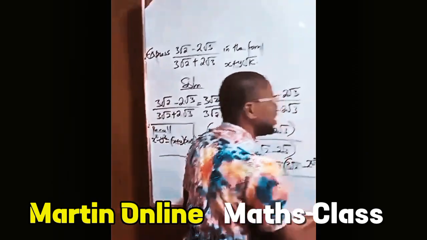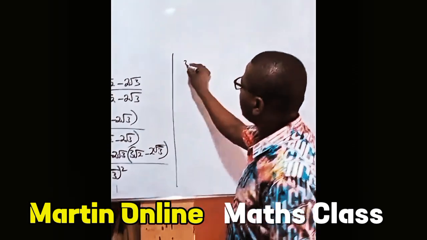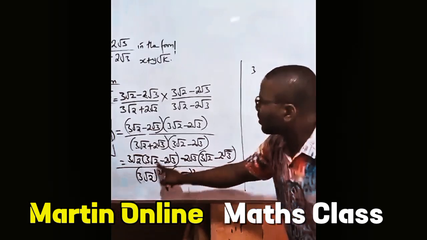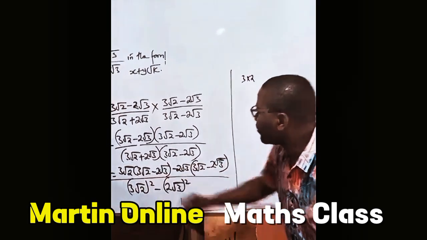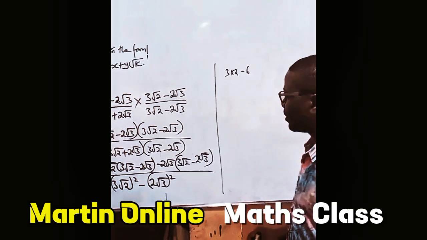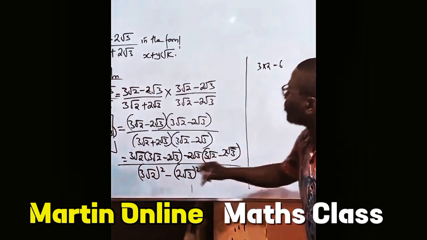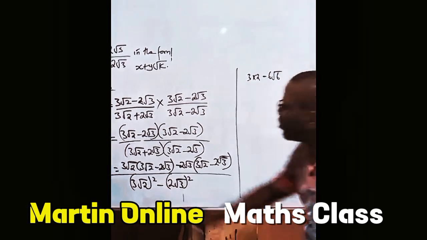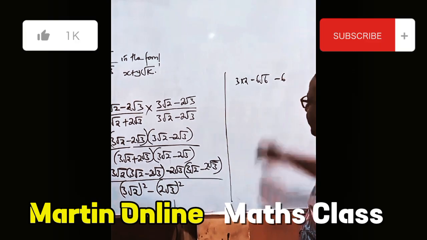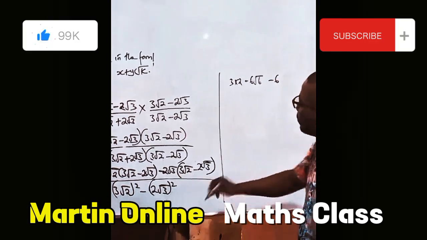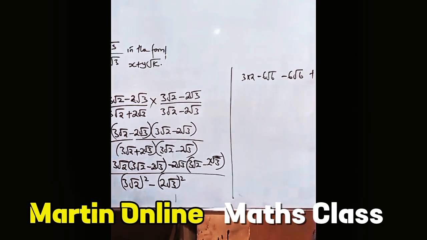If I move further now, 3 times 3 will give us 9, and √2 times √2 will give us 2. Then 3 times −2 will give us −6, and √2 times √3 will give us √6. We are done with the first bracket. Then −2 times 3 will give us −6, √3 times √2 will give us √6, and −2 times −2 will give us plus 4, and √3 times √3 will give us 3.